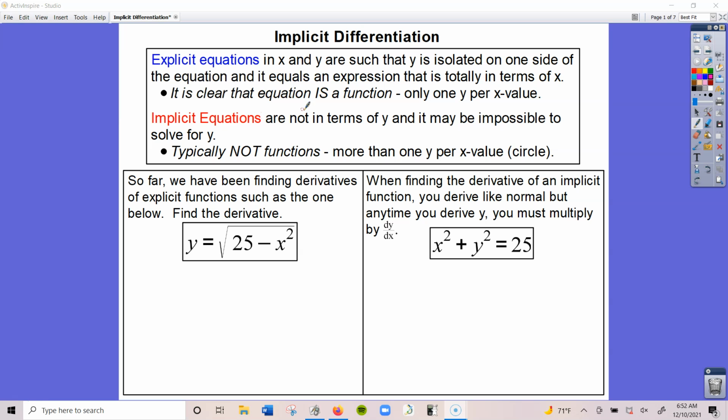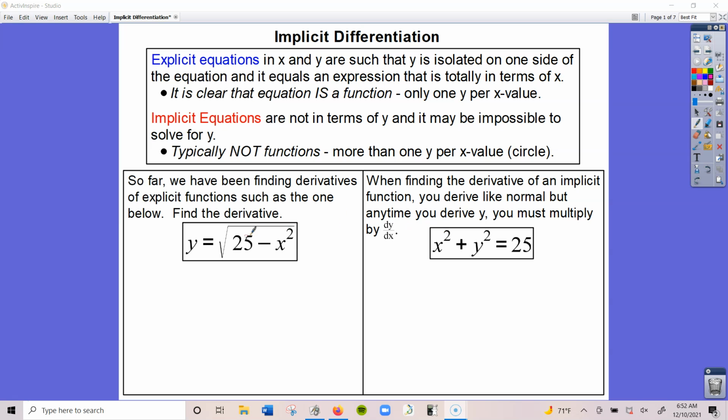Explicit equations are like the equations that we have been working with, such that y can be isolated on one side of the equation, and it is clear that the equation is a function, meaning that y is going to equal one particular number. For an implicit equation, the equation cannot be written in terms of y, and it's almost impossible to solve for y, meaning that the equation does not represent a function, and there would be more than one y value per x value.